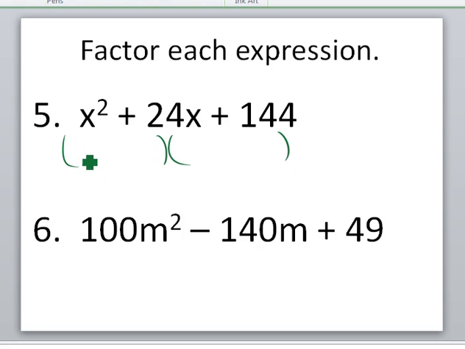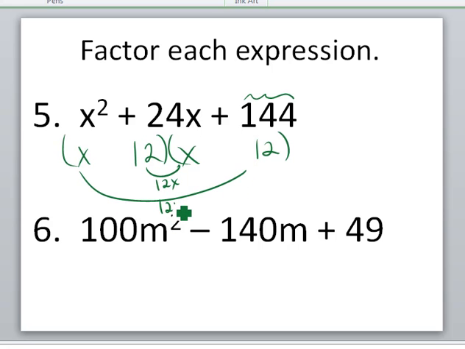Next one has x times x is x squared. 144. You may not recognize the perfect square, but 12 times 12 is 144, so I'll put 12 here and 12 there. So I get 12x and a 12x. 12 plus 12 is 24. Again, you can write this as x plus 12 quantity squared.